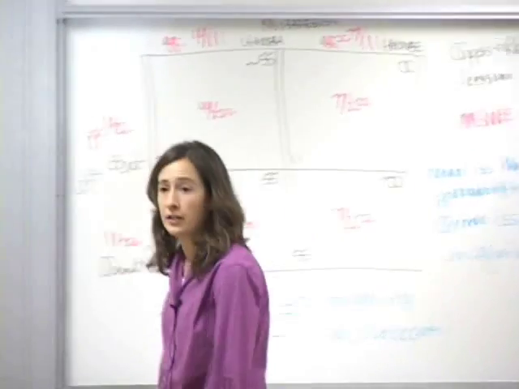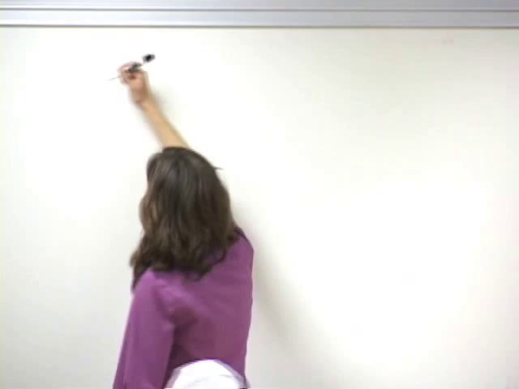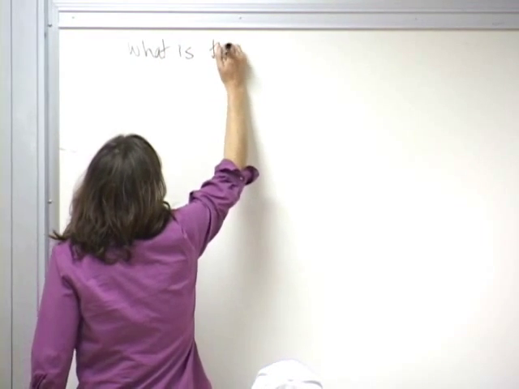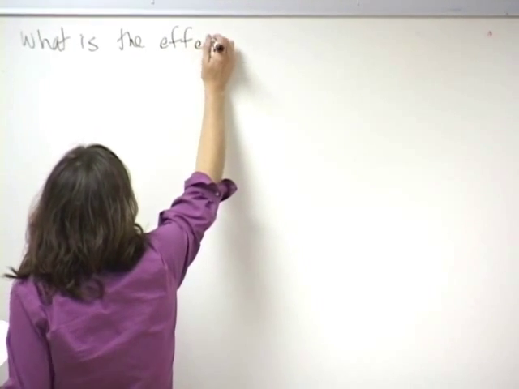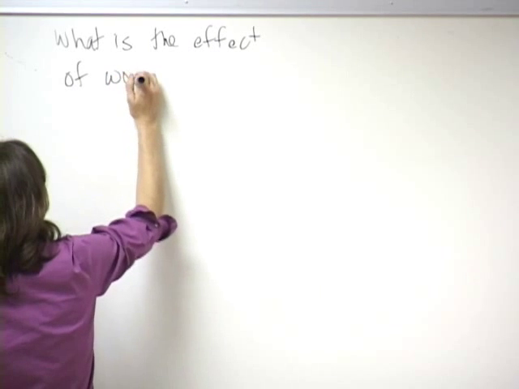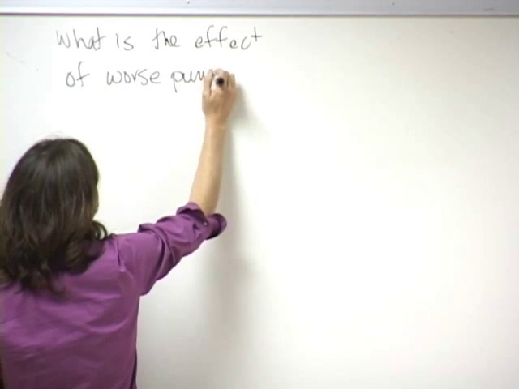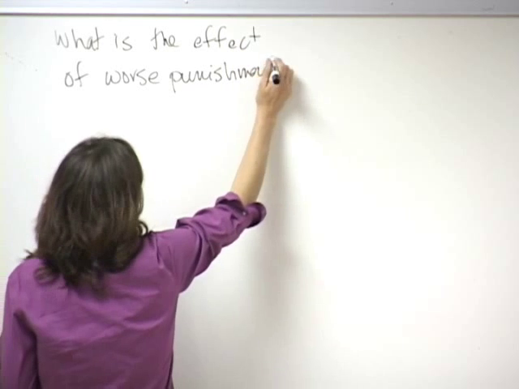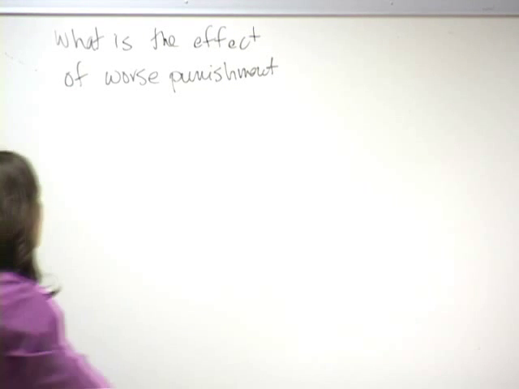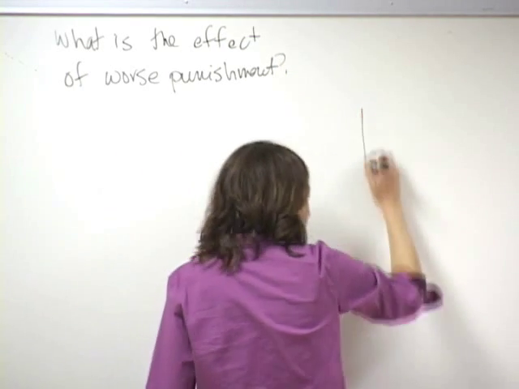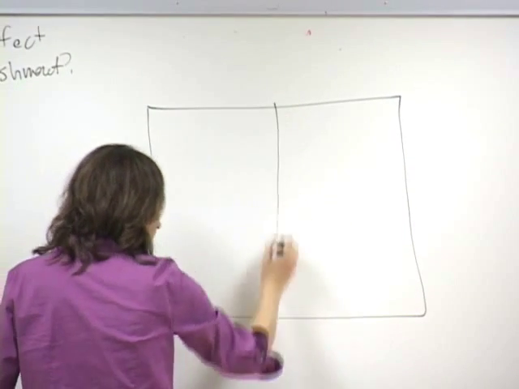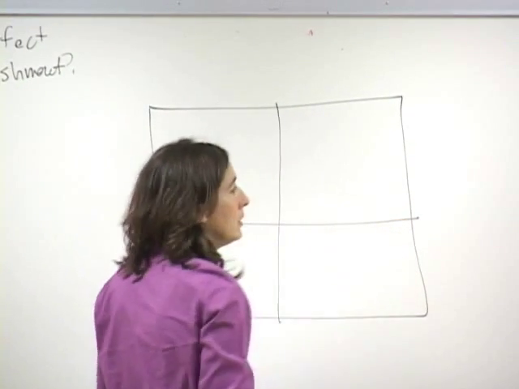So what we might ask ourselves is, what is the effect of worse punishment? Okay? That you want to deter crime. One thing that will sort of leap to mind is punish those bad guys more. They get caught committing a crime, really give it to them.